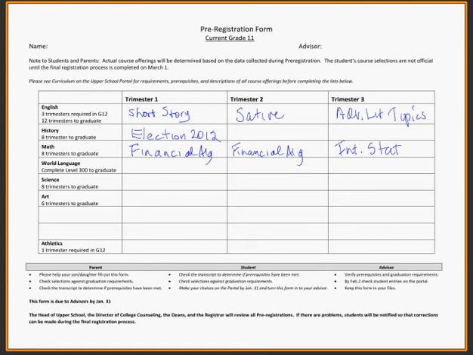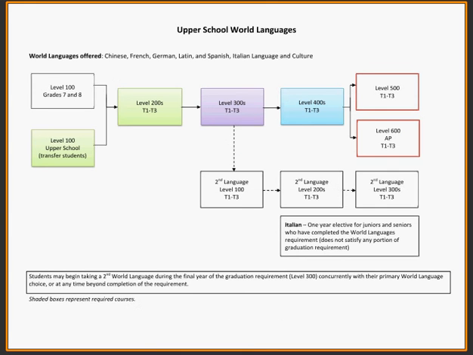Let's move forward to world languages. Students are required to complete through level 300 of one world language without interruption and should consult their college counselor if they do not plan to continue in the same world language beyond this level. Students may begin taking a second world language during the final year of the graduation requirement, the 300 level, concurrently with their primary world language choice, or at any time beyond completion of the requirement.